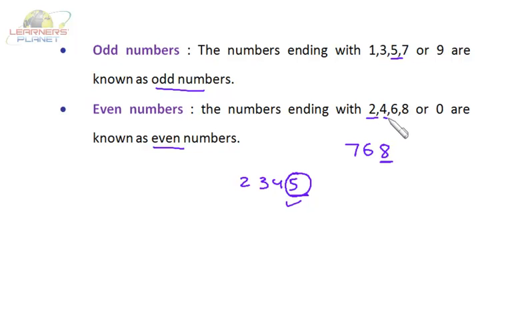Okay, so 2, 4, 6, 8 or 0, if they are at the units place, then the number will be an even number. Okay, now let's see this 3, 5, 7, 2. Just see the unit digit, it is 2. So it will be an even number. Doesn't matter how many digits are there in the number. Okay. If it is 1, 3, 5, 7, 9, just see the unit digit. It's 9. So it will be an odd number. Okay.